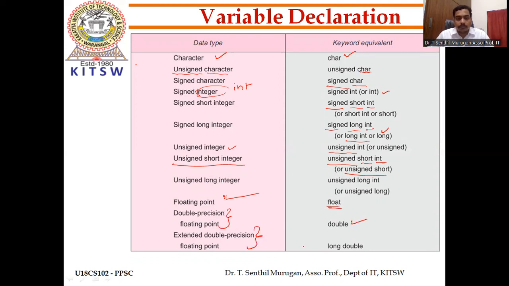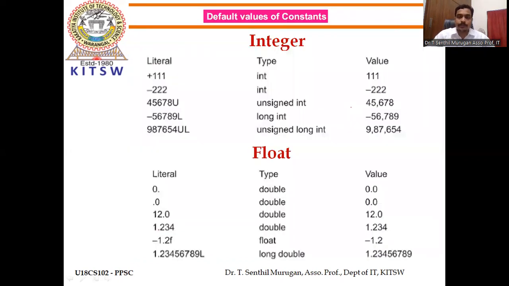Extended double precision floating point, it is long double. Okay. So these are the words we use, the keywords. These words we use in programming to declare the type of the data.